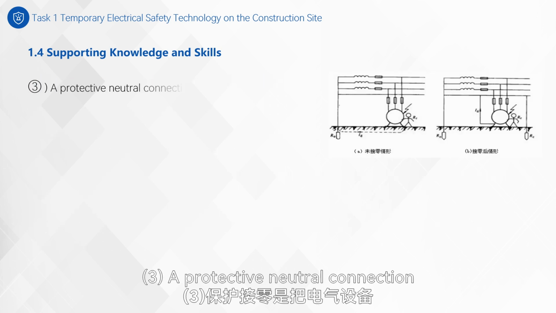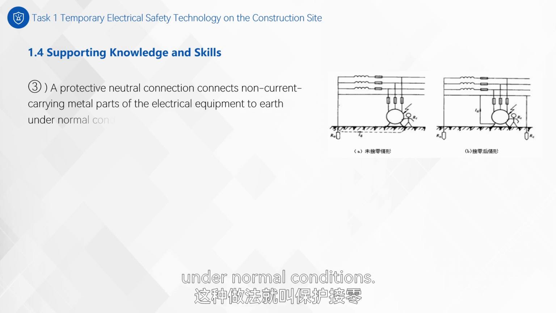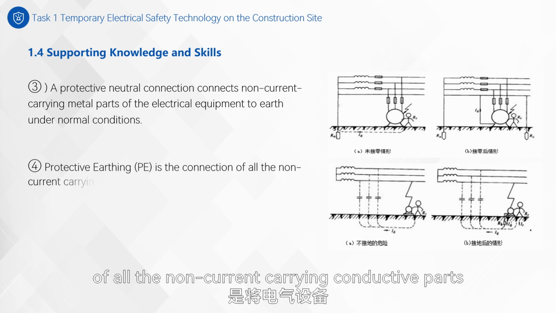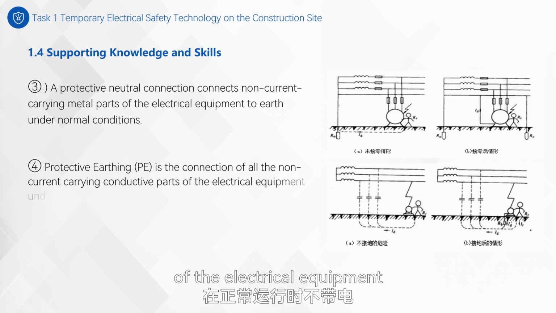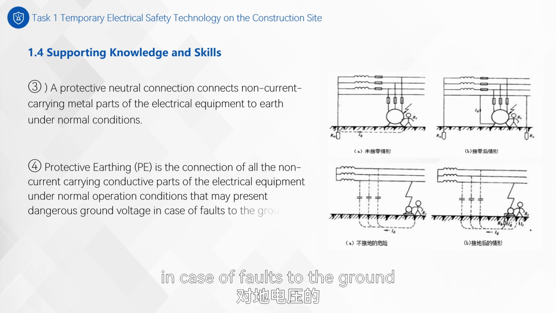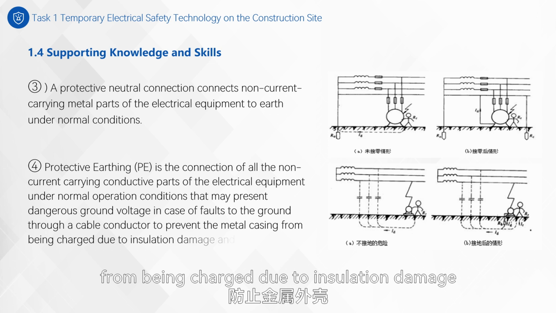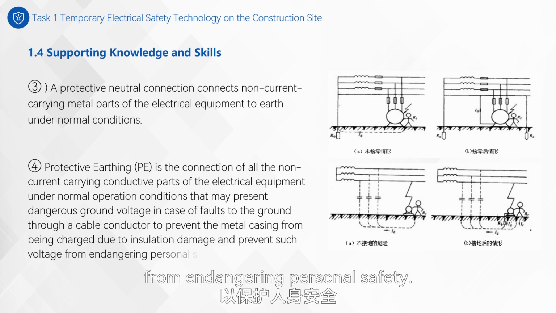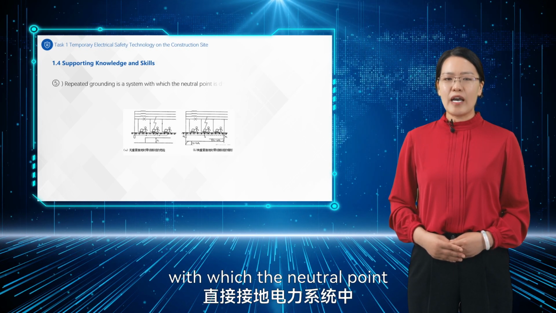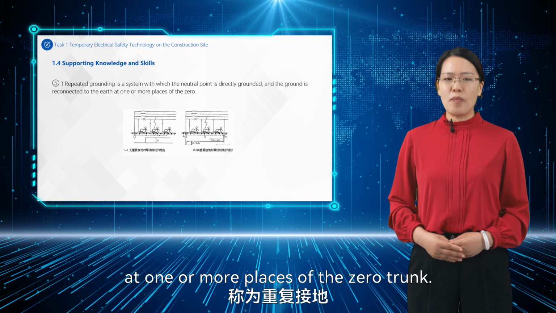3. A protective neutral connection connects non-current carrying metal parts of the electrical equipment to earth under normal conditions. 4. Protective earthing or PE is the connection of all the non-current carrying conductive parts of the electrical equipment under normal operation conditions that may present dangerous ground voltage in case of faults to the ground through a cable conductor to prevent the metal casing from being charged due to insulation damage and prevent such voltage from endangering personal safety. 5. Repeated grounding is a system with which the neutral point is directly grounded, and the ground is reconnected to the earth at one or more places of the zero trunk.